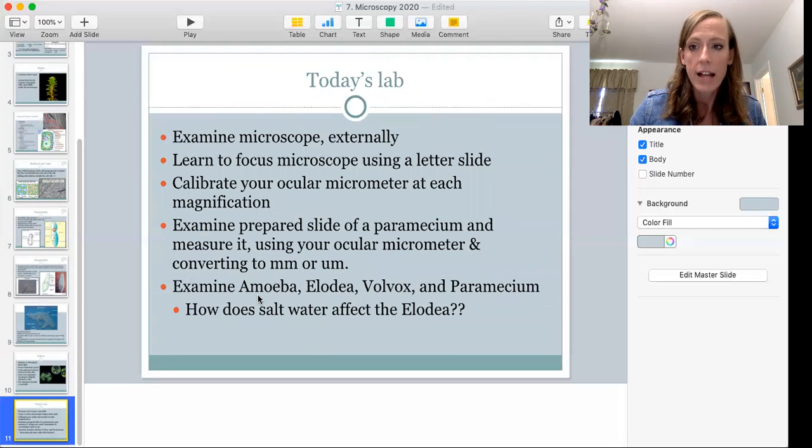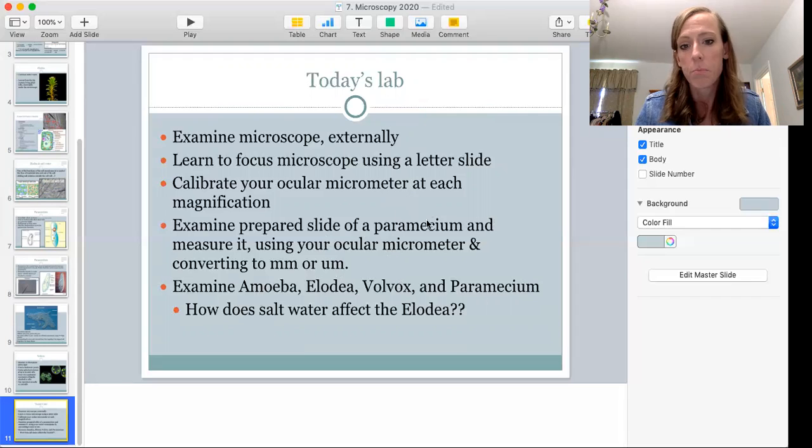So, last slide to wrap things up, just summarizing what we're going to do. We are looking at the microscope and becoming familiar with all the parts that the microscope has, and how to use it. We're going to learn to focus using a letter slide to start with, and calibrate the ocular micrometer to each of the different magnifications that are available on your microscope. Then we're going to start by looking at Paramecium, measuring those, and then we're also going to look at the other organisms, Amoeba, Elodea, Volvox, and a living Paramecium.